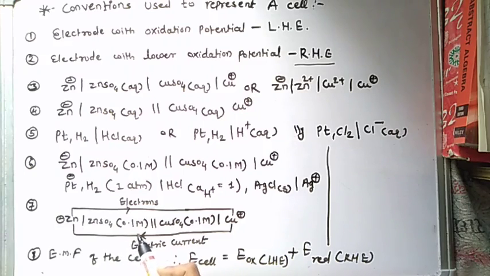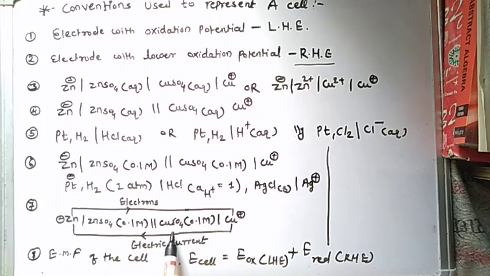Next convention is that for a cell with spontaneous reactions, flow of electrons is from left hand electrode to right hand electrode, that is anode to cathode, that is oxidation electrode to the reduction electrode. And in this case, EMF of such a cell is always positive. So under this condition, it is by convention that current in the external circuit is considered to flow from right hand electrode to left hand electrode, and this is the example of this.